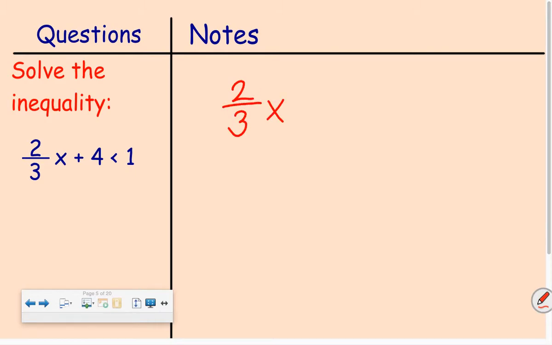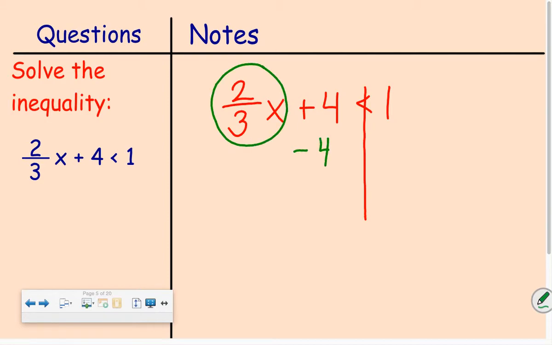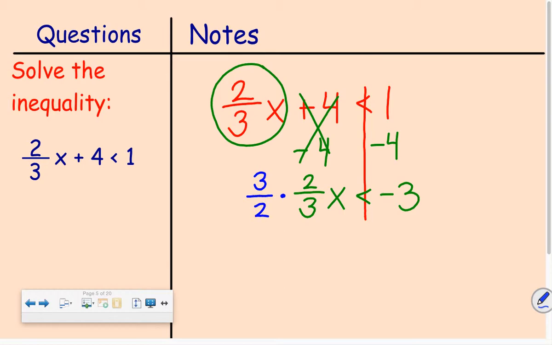Two-thirds x plus 4 is less than 1. Circle my x, get rid of my 4. Now the way that we get rid of a fraction is by multiplying by the reciprocal. So the reciprocal of 2/3 is 3/2. So this would make 6/6, which is 1. So I'm just going to X it out. We multiply both sides by a positive, so I don't have to flip.